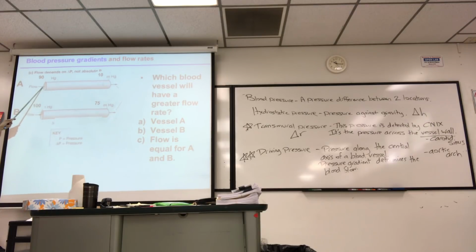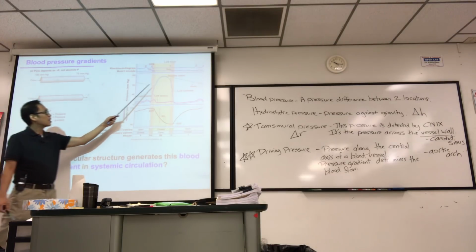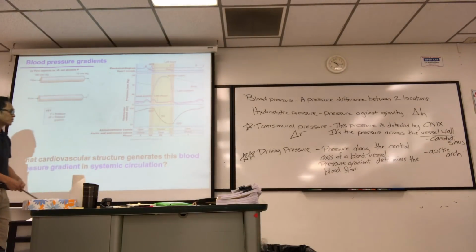Okay, students might look at this and, you know, I get this question asked a lot, which is why I have this. Well, 100's higher, so it's going to flow more. Well, not if the thing you're flowing to is very high too. It's all about the gradient, not the absolute number, right? Okay, so then you just bring it back to the cardiac cycle. What cardiovascular structure generates this blood pressure gradient? Well, it's got to be the left ventricle. That 120 millimeters of mercury pressure, that's it.